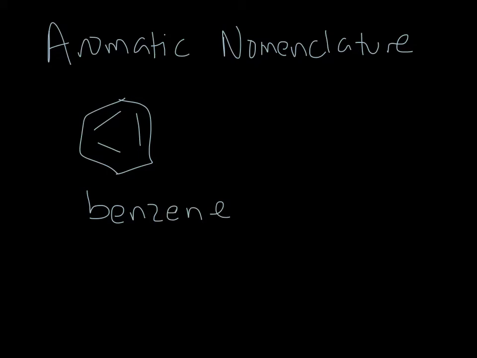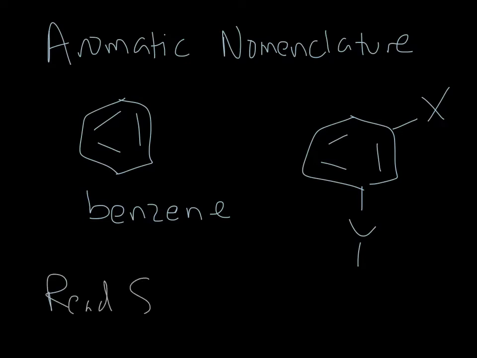But in many cases, we have some substituent on the benzene, or maybe more than one. So we could have an X, maybe we could also have a Y, etc. So what I'm going to do is teach you guys how to name when there's more than one thing on there.